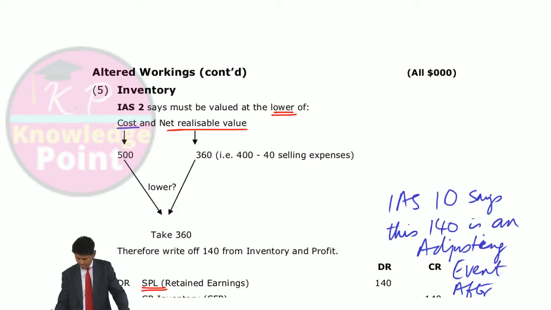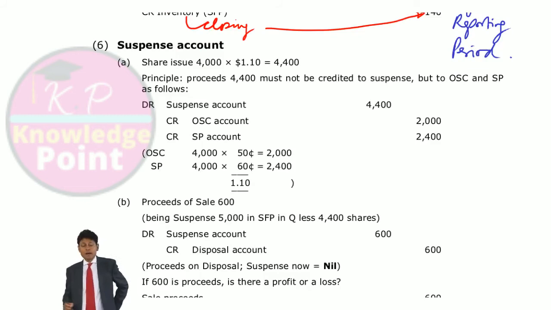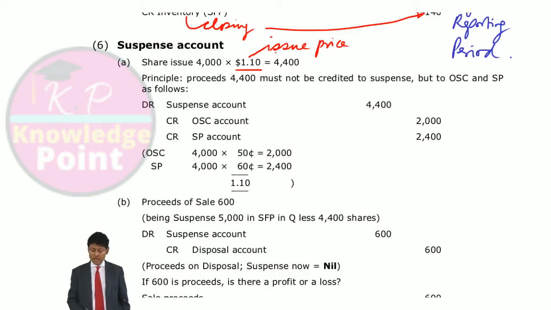I'll do this slowly. It's a little bit of a tricky business, but we've done it half an hour ago, very similar to this. Share issue, 4,000 shares in thousands, $1.10. So this is the issue price. Please write issue price, proceeds. The proceeds of 4,400 must not be credited to the suspense account, but to the share capital and share premium as follows. Obviously, you debit your suspense account and you credit your share capital and the share premium. And the share premium, of course, is the difference between the share capital, 50 cents, and the $1.10, which is the issue price. Not unlike our rights issue earlier.